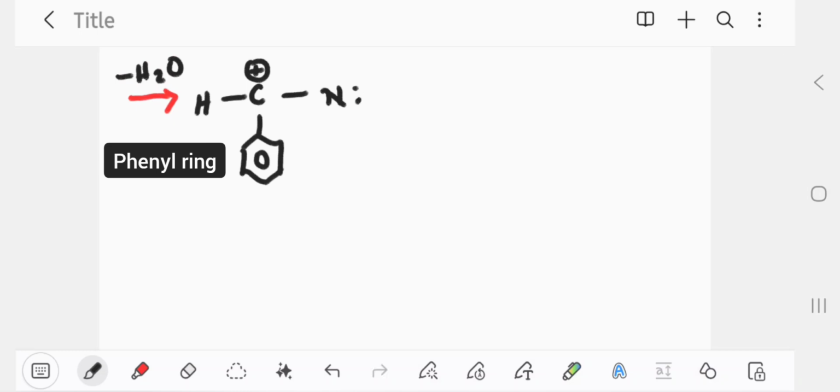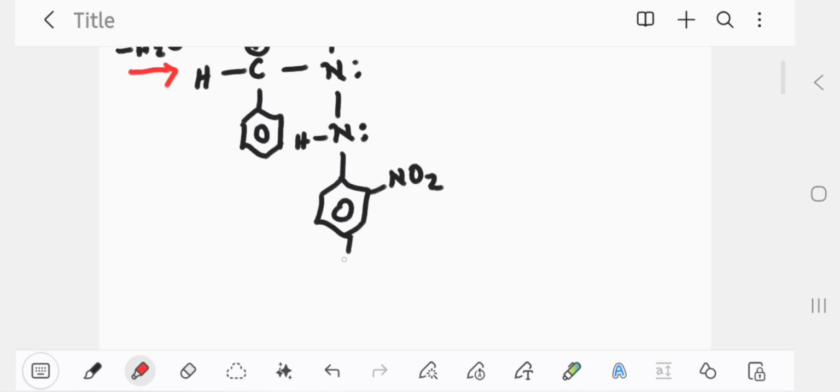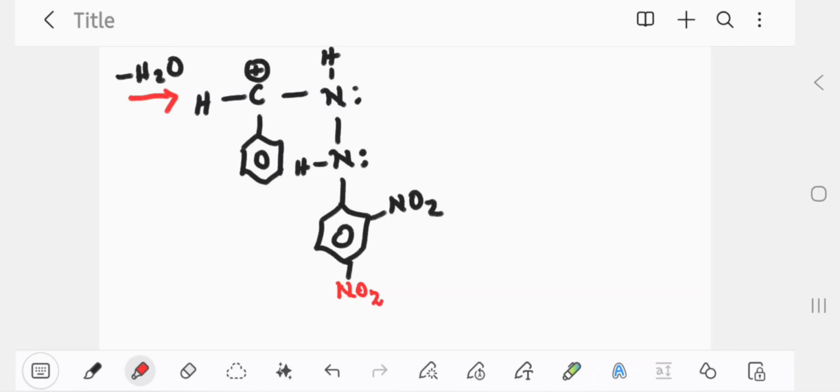Nitrogen has this non-bonding electron. Remember, it has hydrogen at the top. Then coming down, we have another nitrogen with hydrogen here. Then we have the ring with NO2 groups, right? Usually if you are writing this, you need to always show the nitrogen clearly. So now if you look closely, we've generated a positive charge on the carbon, but this has to stabilize.